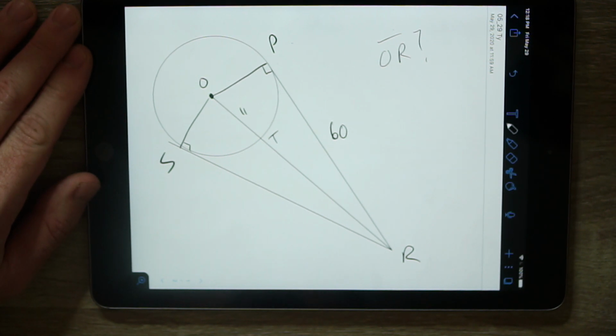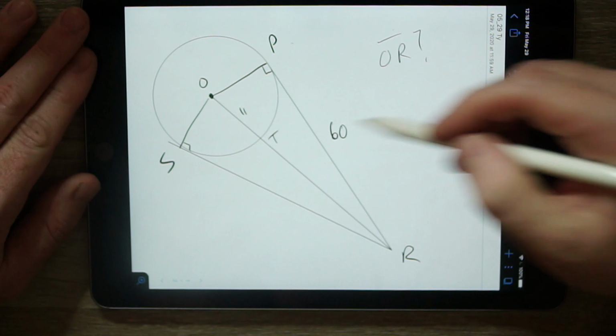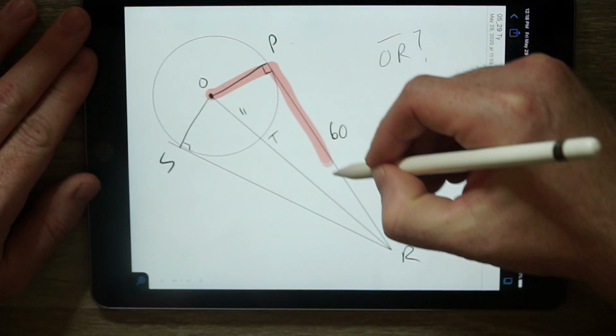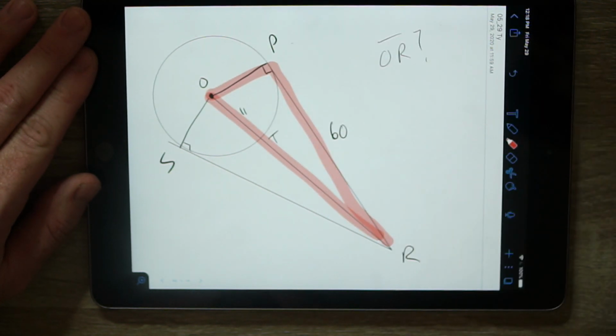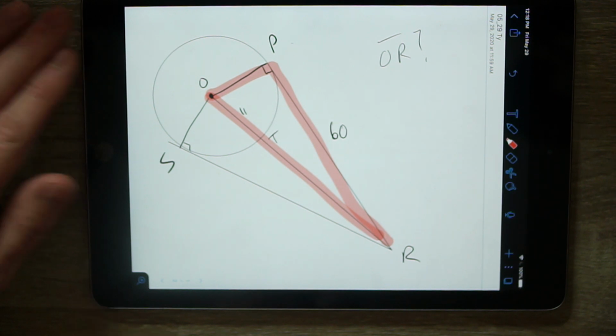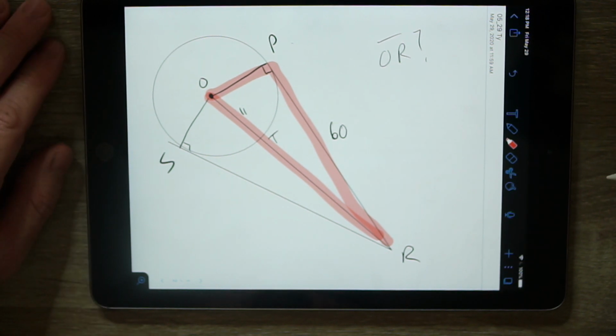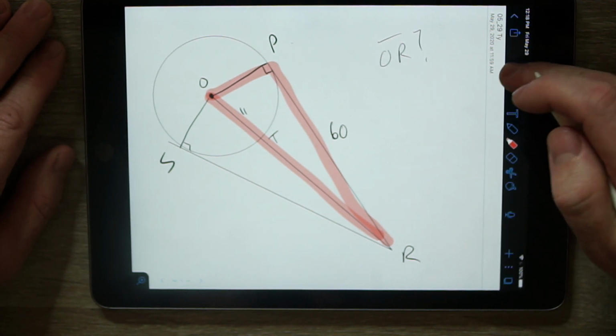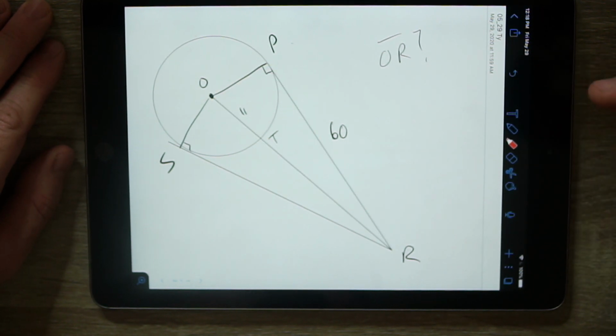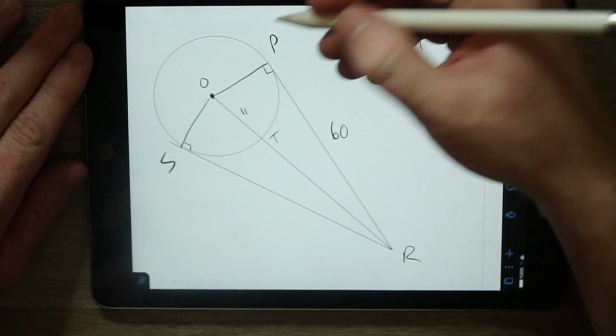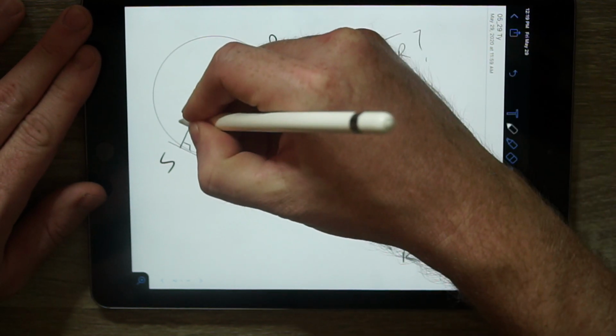Okay. And then what we have here, I'm going to highlight it, is a right triangle. So it all comes back to a right triangle problem. And I'm going to erase that. Since OT is a radius and also OP and OS are radii, that means that this is also 11.